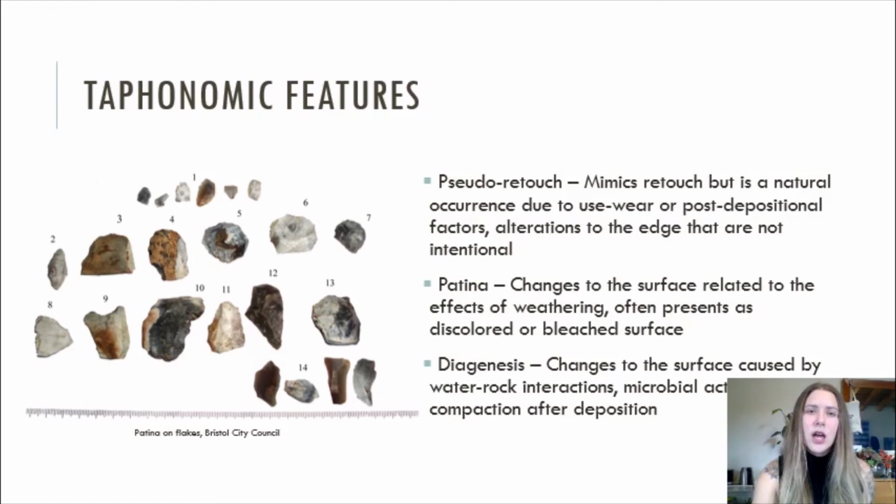The other is patina, as indicated by this image here, which is changes to the surface of the artifact related to the effects of weathering, and this often presents as discolored areas or areas of bleached surfaces. Diagenesis also is frequent. This is just changes to the surface caused by water-rock interactions and microbial activity and compaction after deposition.